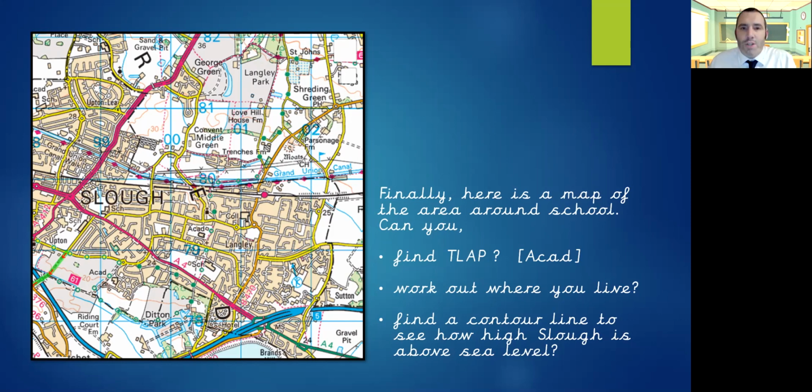So if you want a challenge, can you give me a six-figure grid reference for school? Can you give me a six-figure grid reference for where you live? So if you want the challenge, have a go with those. But what you're looking for is finding TLAP, working out where you live, and find a contour line to show how high Slough is above sea level.